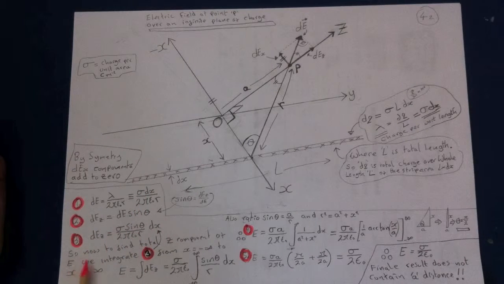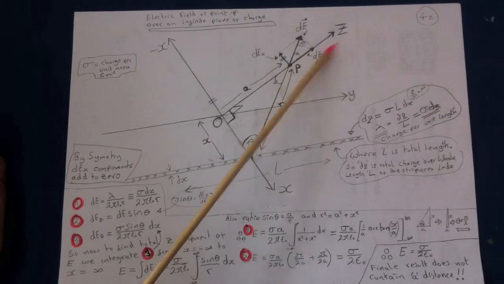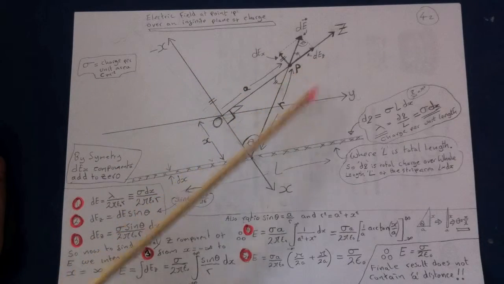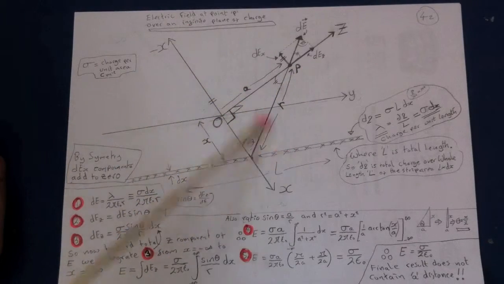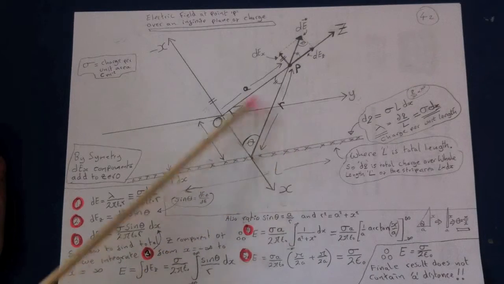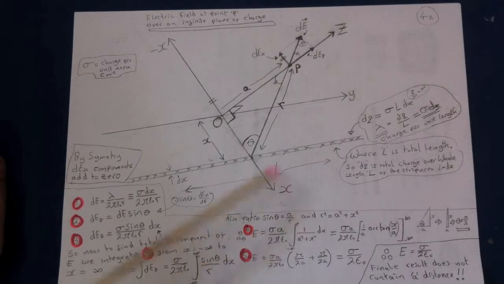Now at this point, we've got the little bit of dEz for the little bit of dx. But what we want to do, of course, is add together all the contributions of these little dEz's all the way through the plane by integrating from x equals plus infinity to x equals minus infinity. So that's what we're going to do.